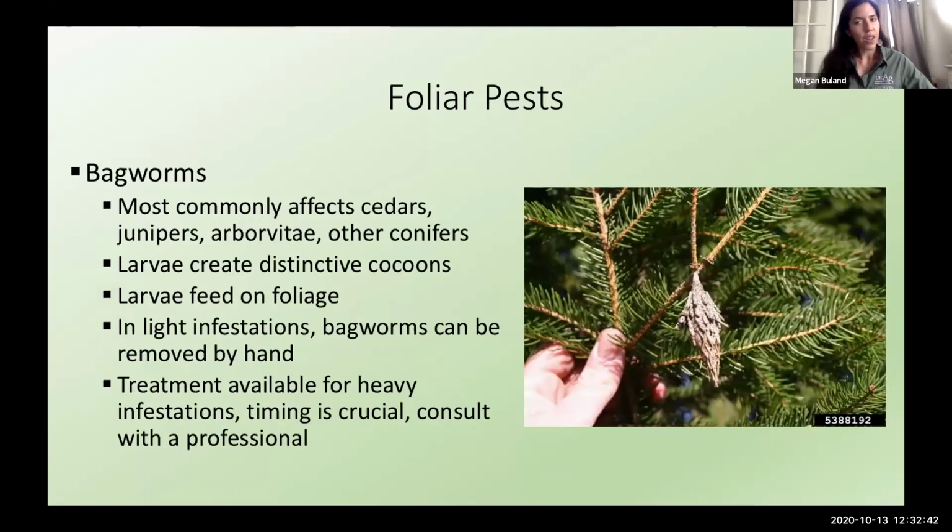Bagworms are another good example of a foliar pest that we see a lot on landscape trees. This is one that I've gotten a lot of questions about in the past, is these little chrysalis-type things that are hanging off of your landscape trees like junipers, arborvitae, and other conifer trees. The larvae create these really distinctive cocoons that people often see on their trees. They're very obvious to the eye, and so usually people will see these and say, hey, what is this on my tree? And it's the larvae of these bagworms. They have these very distinctive cocoons, and they feed on the foliage of these landscape conifers.